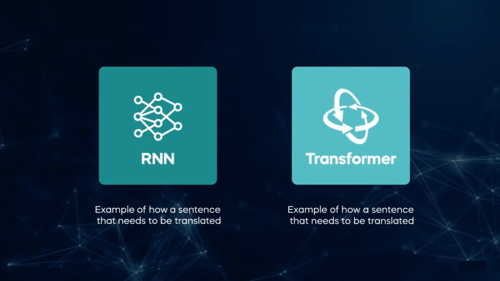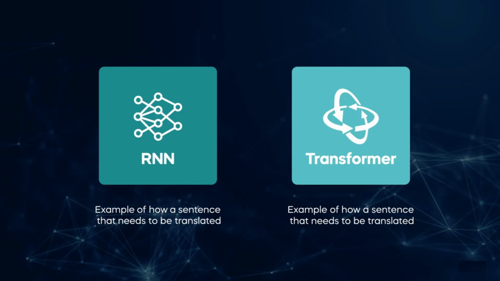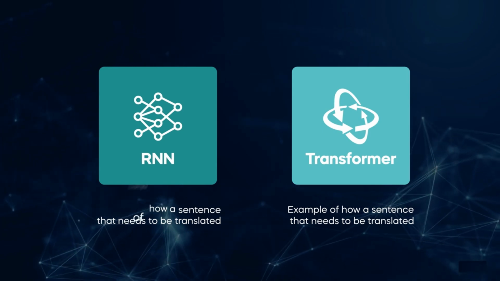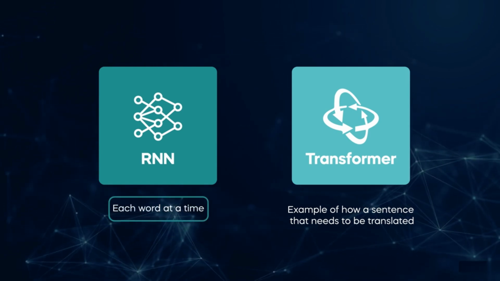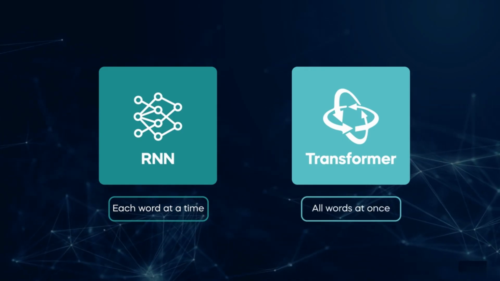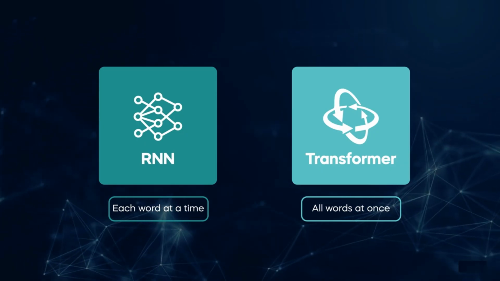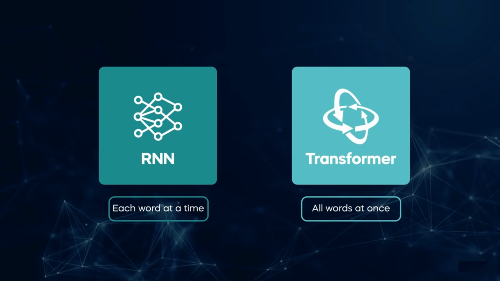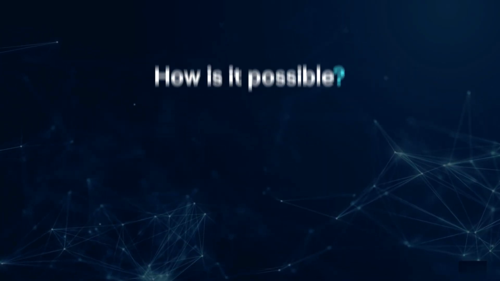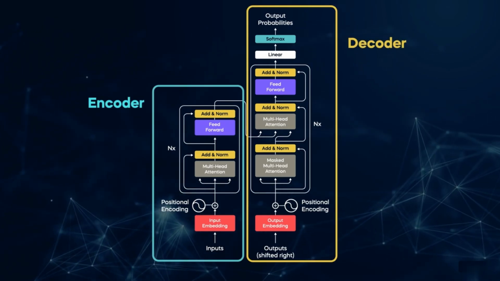Let's think back to our example of translating between French and English. If we chose to use an RNN, a recurrent neural network model for this, each word would be passed as an input one at a time. In a transformer, however, we're able to feed all the input words into our model at once and deal with them simultaneously. This is such a powerful aspect of transformers. But how is it possible? The transformer uses an encoder-decoder architecture, which we'll go through in more detail now.